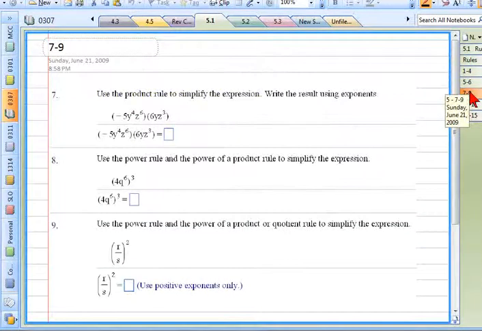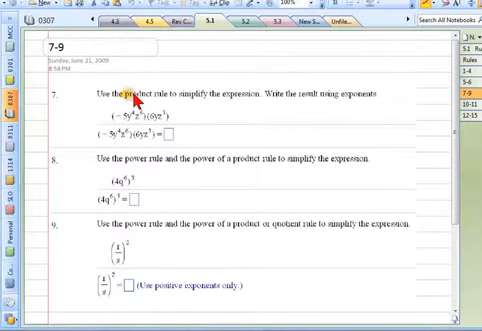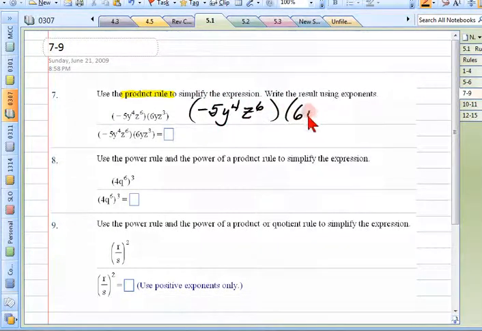Let's look at a few more. Number 7, it says use the product rule to simplify. Write the result using exponents. I have -5 y to the 4th z to the 6th times 6yz to the third. All right, I'm not going to write out all my little extra steps this time.